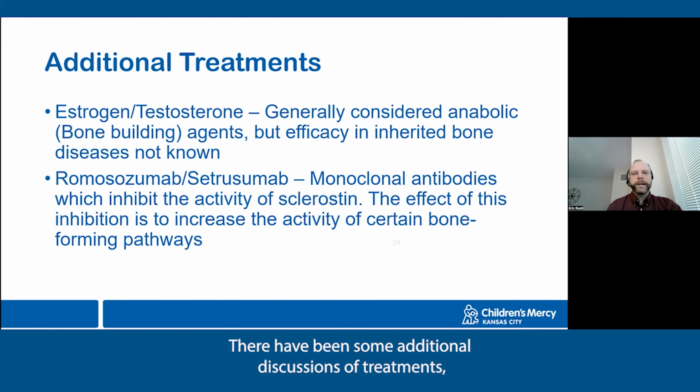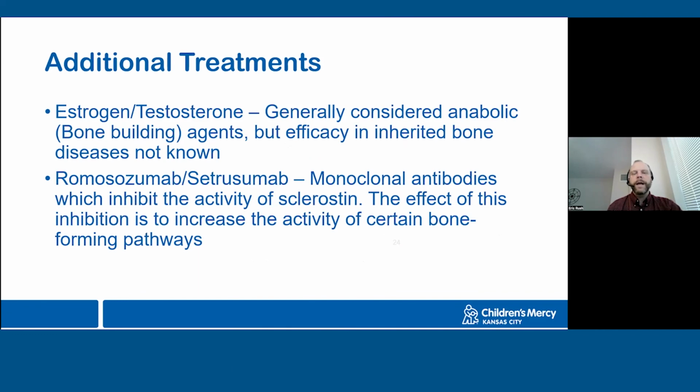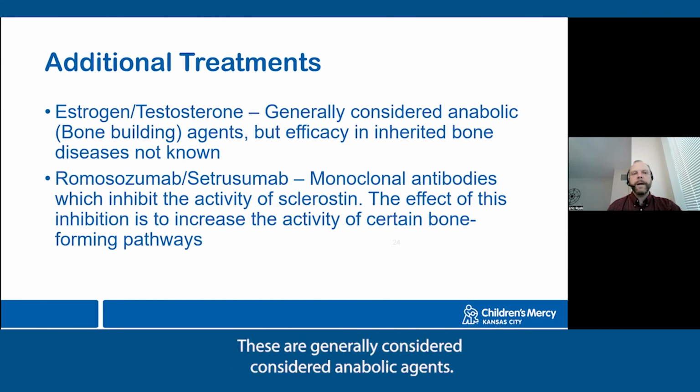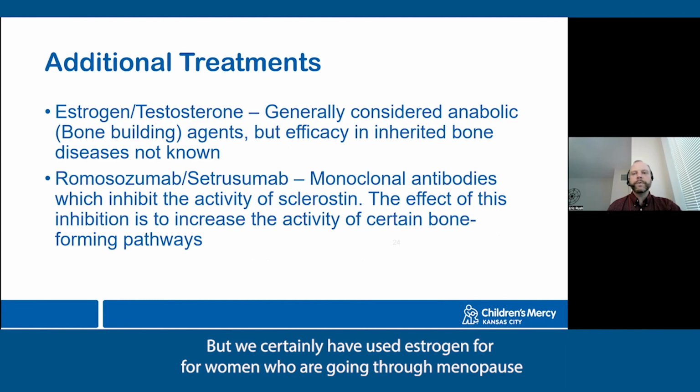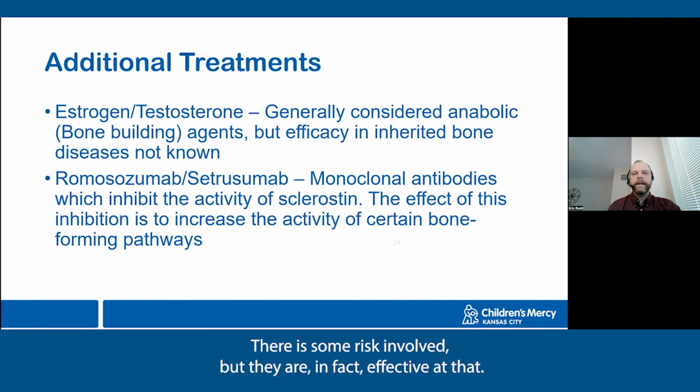There have been some additional discussions of treatments, at least considerations, and some of those things can even include treatment with estrogen and testosterone. These are generally considered anabolic agents. They really haven't been studied in any great detail in rare bone disease. We certainly have used estrogen for women who are going through menopause to preserve bone density, and they are effective at that. There is some risk involved, but they are effective at that. But we really don't know the efficacy in inherited bone diseases or rare metabolic diseases like this one.